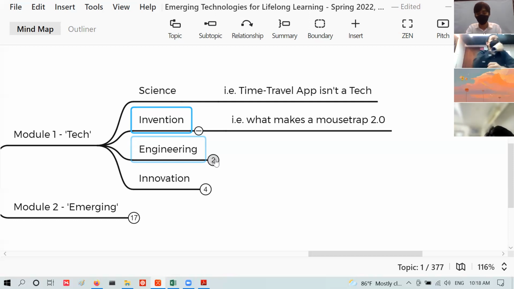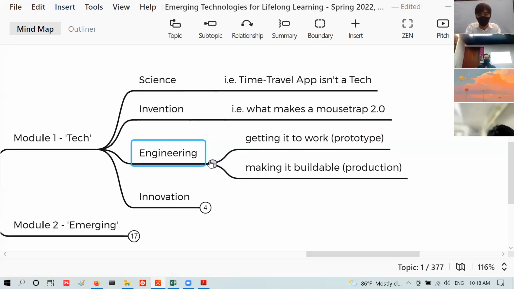Okay. Sometimes you get stopped at science. Sometimes you can get stopped at invention because you haven't invented anything that's new to the market. And the engineering. Now, engineering has two parts. And this is one part is to get it to work. For example, like creating this beam that lifts the person from the first floor to the second floor. I have to get it to work. I don't care how this thing is made. It has to work. Just get it to work. And this is the prototyping thing.